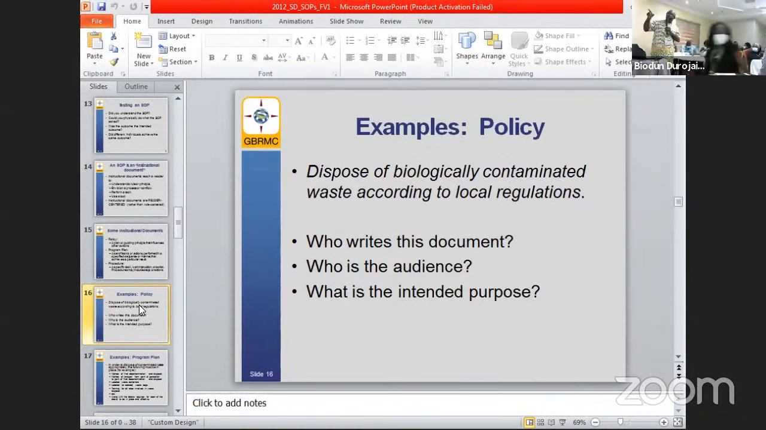And then, what is the intended purpose? The intended purpose, exactly, is to make sure that all biologically contaminated waste is disposed of according to regulation. I don't know whether we are on the same page. Yes.